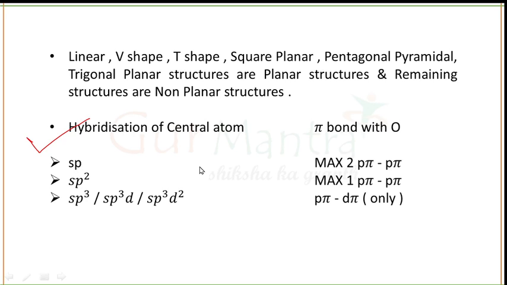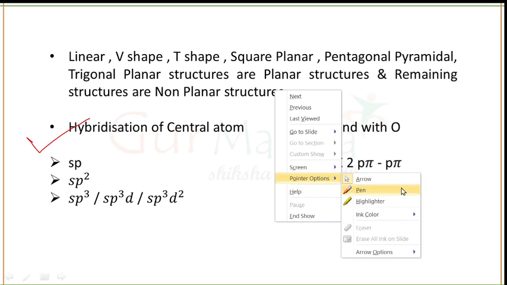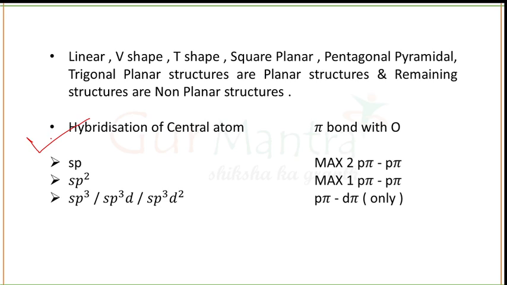In case of sp hybridization, maximum 2 p pi-p pi bonds are present, while in case of sp2 hybridization, maximum 1 p pi-p pi bond is present, while in case of sp3, sp3d, sp3d2 hybridization of the central atom, only p pi-d pi bonding is present. You have to learn this table, you have to learn this point, because this is a direct aspect to ask a question, to ask a numerical problem.